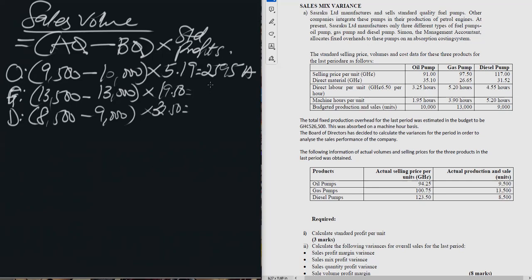Then we have 13,500 minus 13,000 all times 19.5, and we have 9,750 favorable. And we have 8,500 minus 9,000 all times 32.5. We have 16,250 adverse.